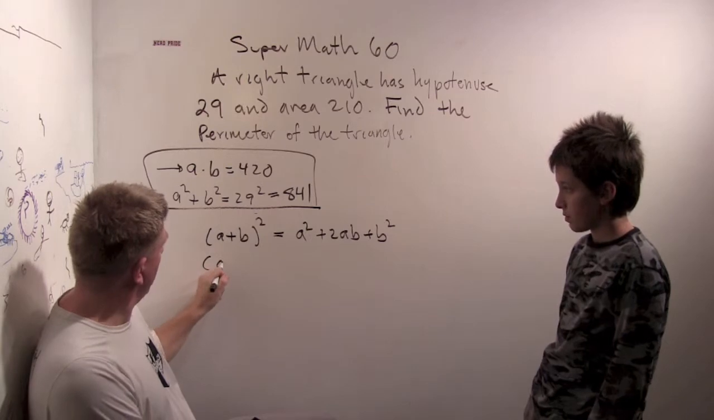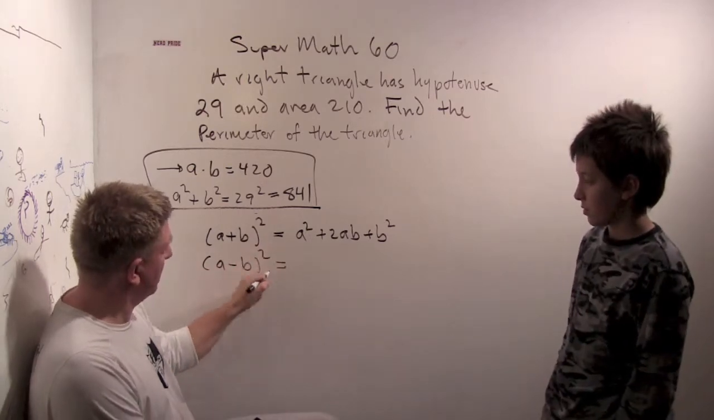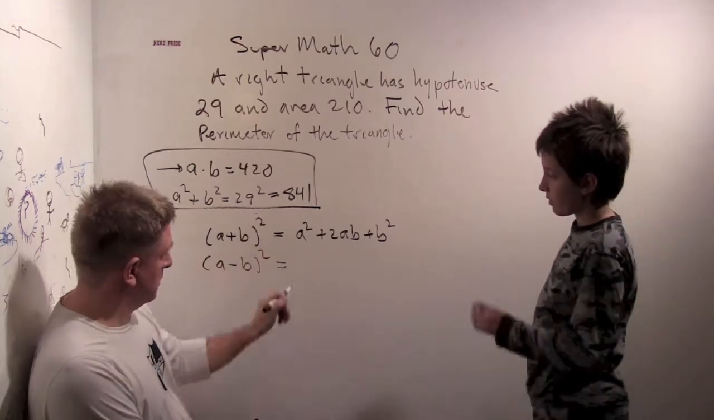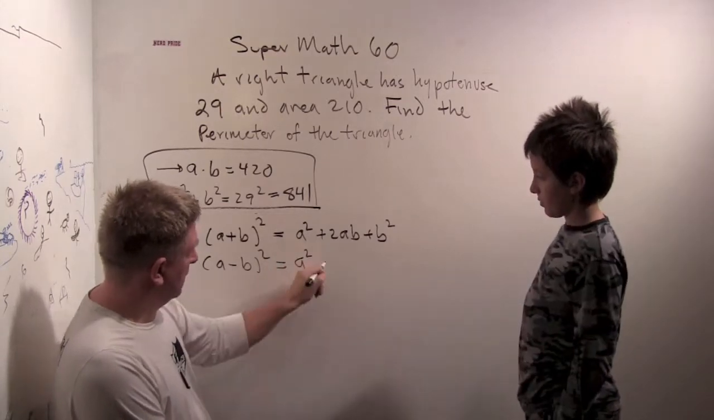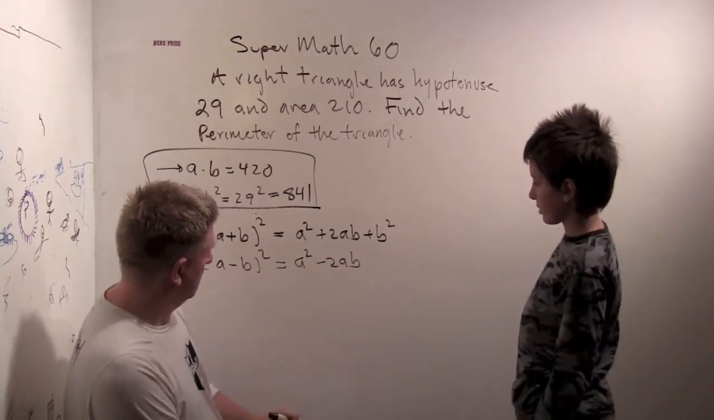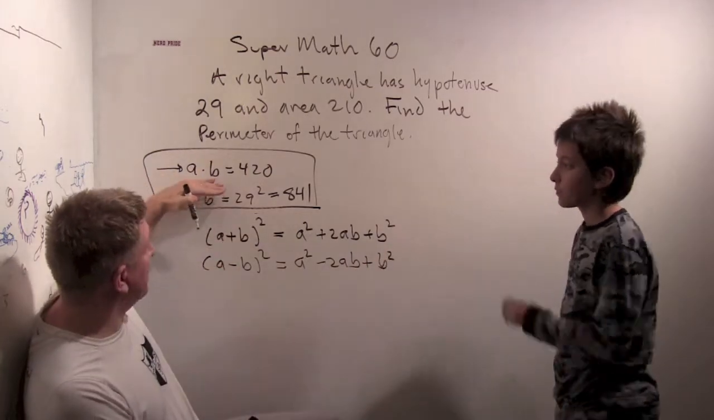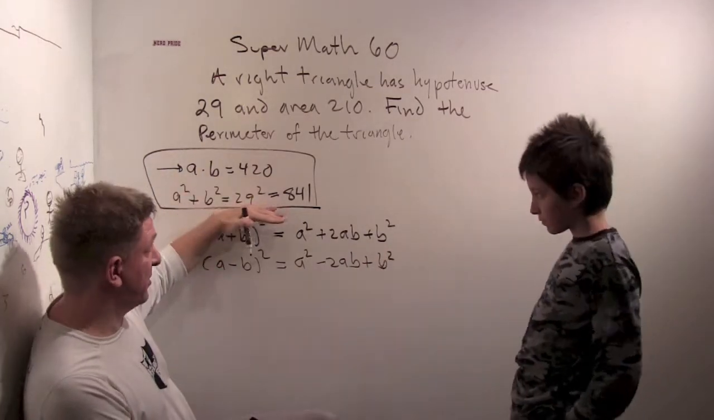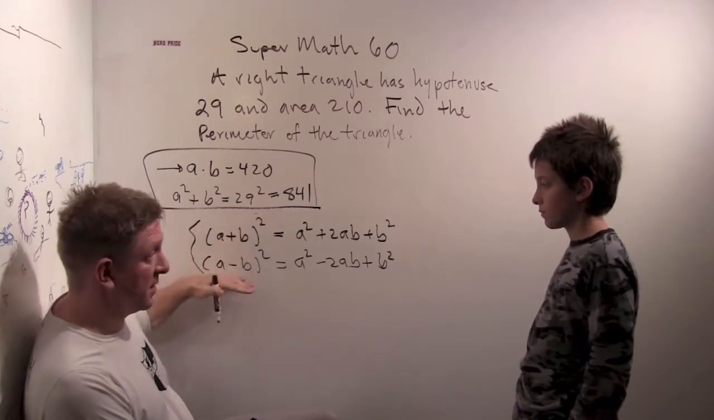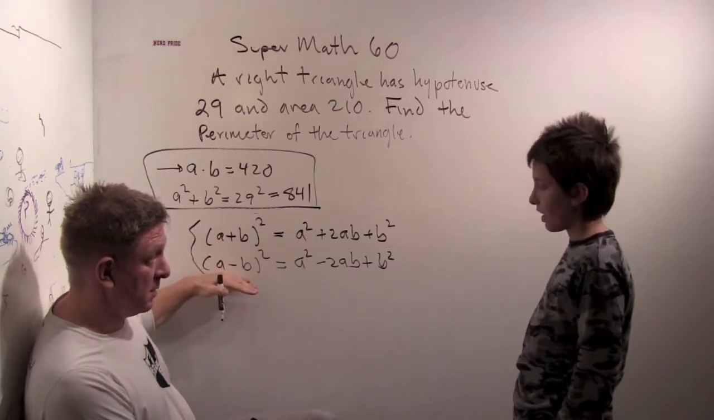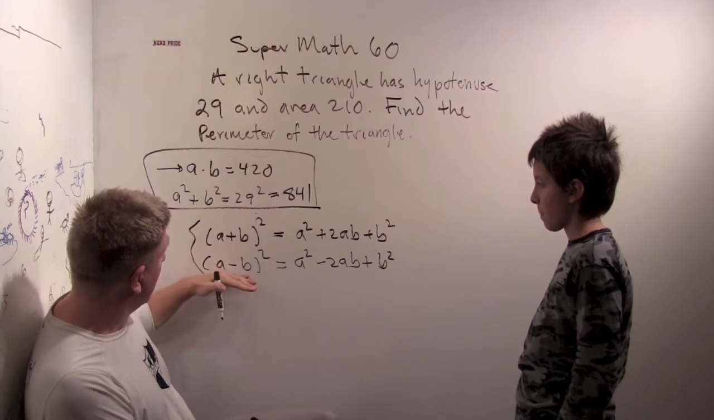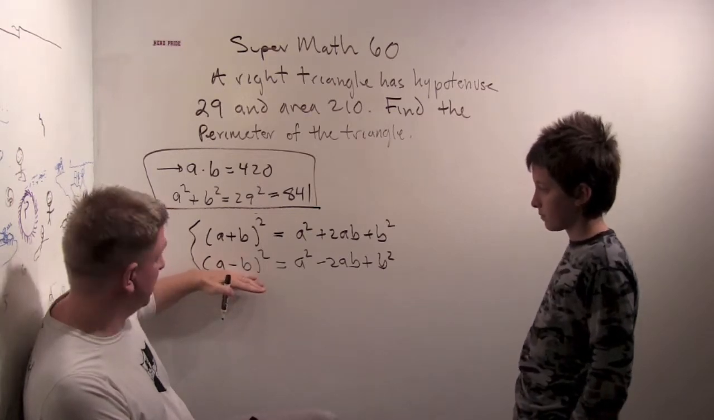How about (a minus b) squared? What does that equal? Well, that's a squared minus 2ab plus b squared. So once I have a times b is something and a squared plus b squared is something, I can actually figure out these things. So I can know, for example, let's do (a minus b) squared first just because it's easier.